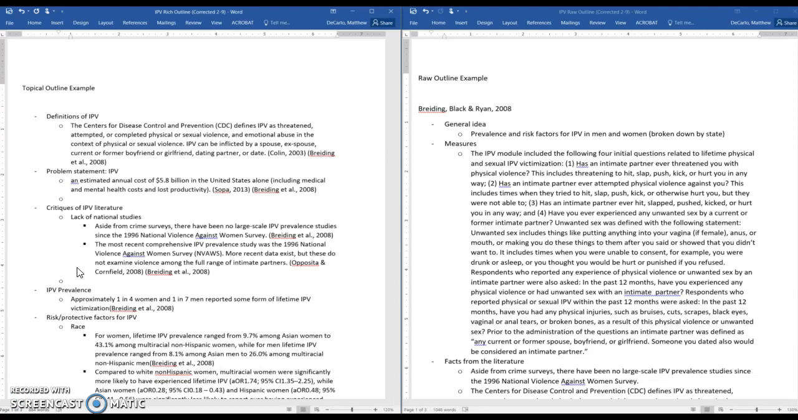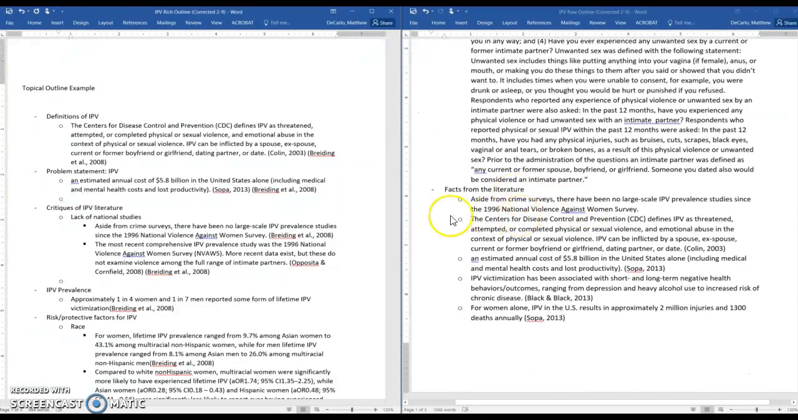So these examples that I created were for a project on intimate partner violence, just as a content warning before we get too far into it. So on the right here, I have my raw outline. So this is every fact that I took out of this article, the Brighting, Black, and Ryan article from 2008. And on the left, I have a topical outline that I basically took all of these individual facts and arranged them by topic. And that's essentially what I want you to do for this assignment.